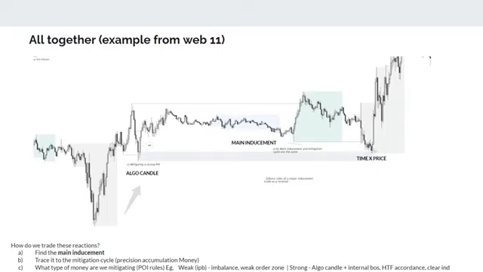So we have New York plus 30 minutes. We know there's a manipulation. We're looking at this low getting taken out as our main inducement for this point here, and we can execute directly from this POI. Get a buy. Entry at the top, stop loss at the bottom, execution to the next point of potential reversal inducement.